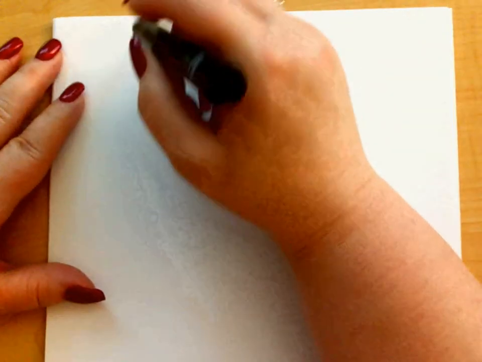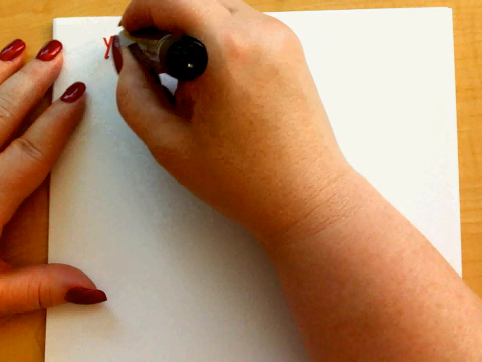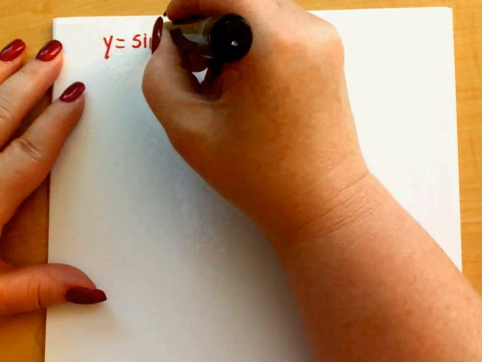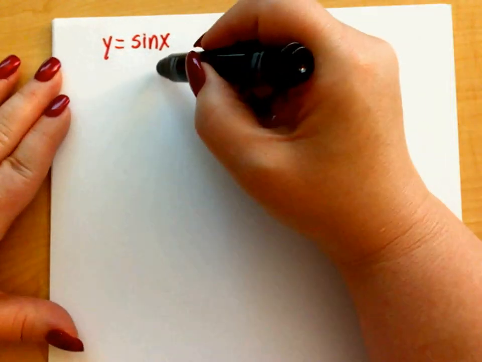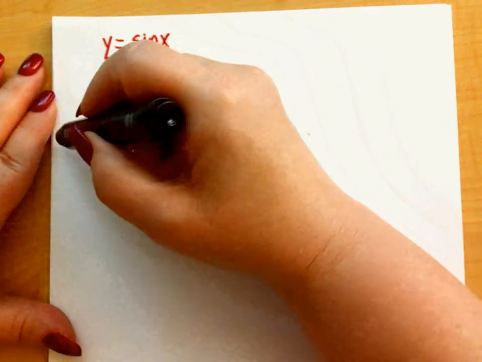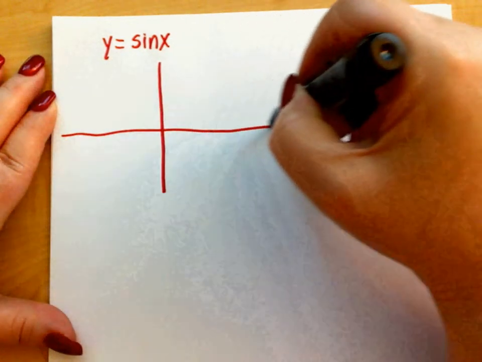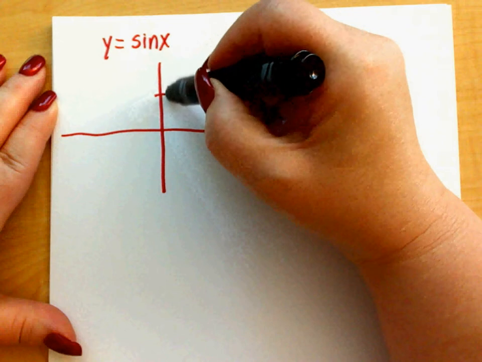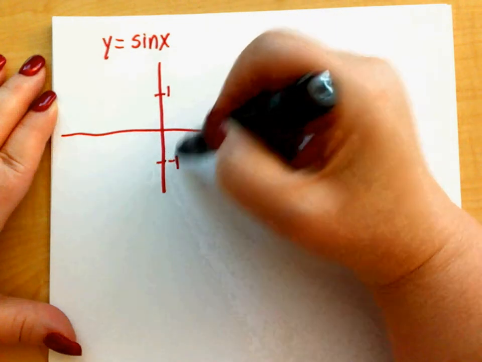Alright, now we're going to graph sine and cosine. First we'll start with sine: y is equal to the sine of x. When you graph the sine function, the highest it's going to go is 1, the lowest it will go is -1.